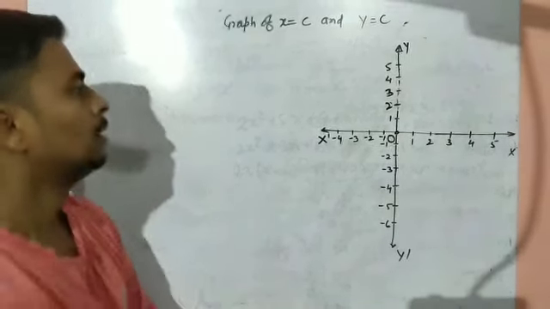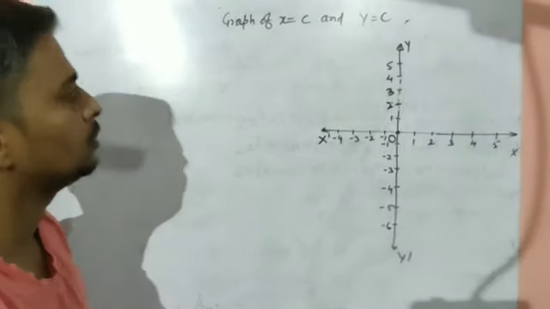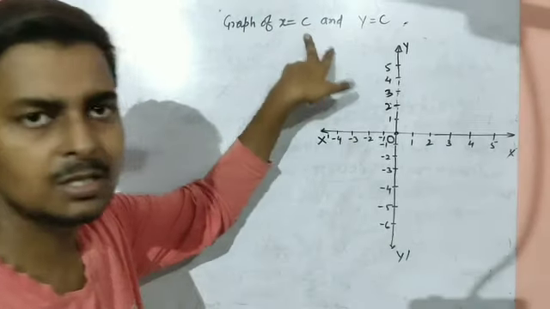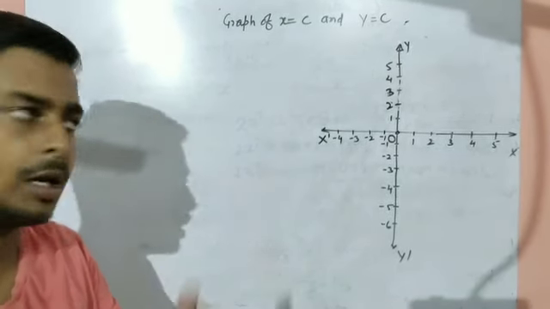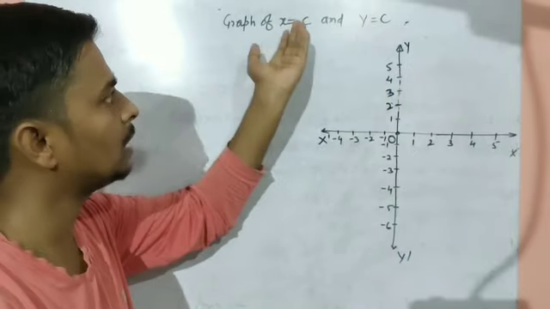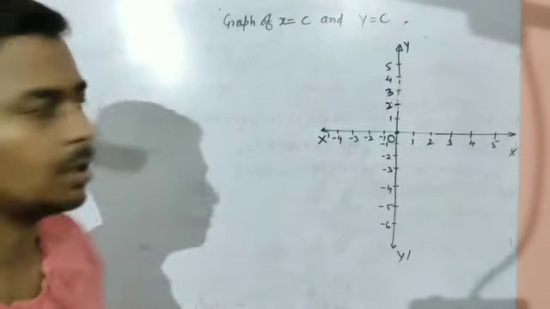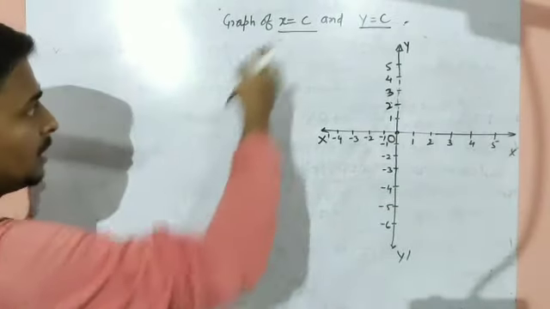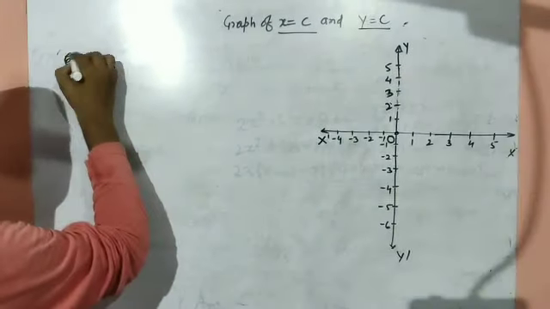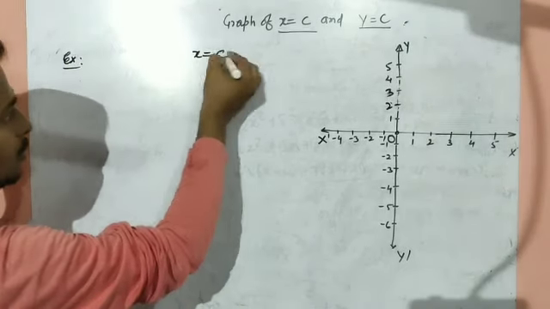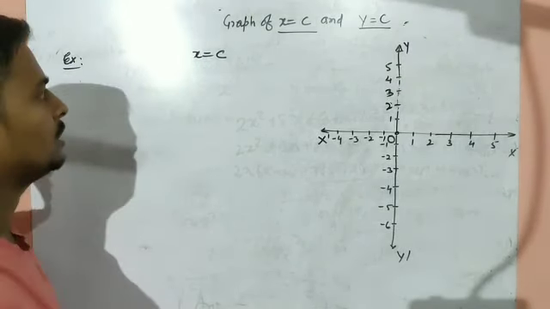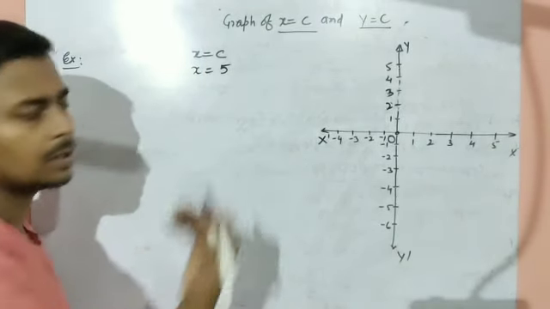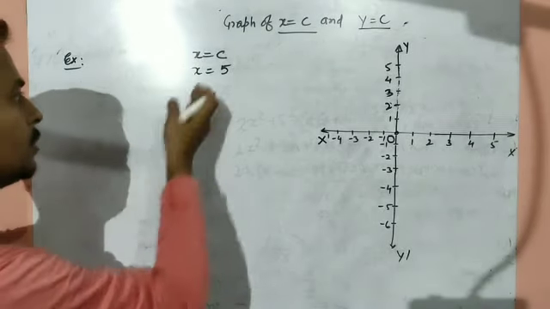So students, now we will do some special equations. Graph of x is equal to c, where c is a constant. Any number you can take, because all the numbers are constants. Also y is equal to constant. You will think, is this a linear equation in 2 variables? For example, you can take x is equal to 5. C can take any constant number. So x is equal to 5.